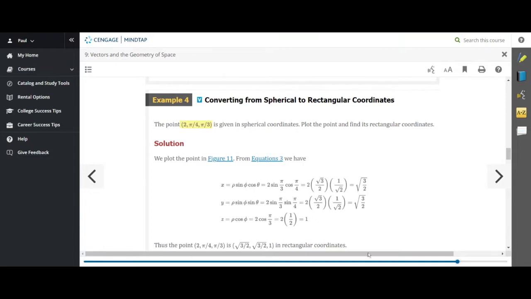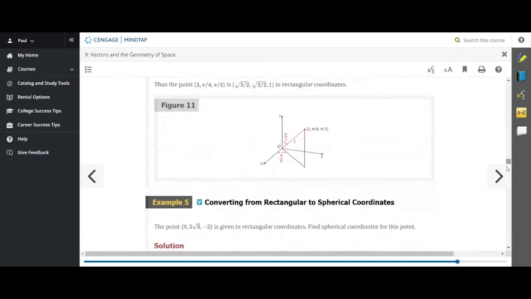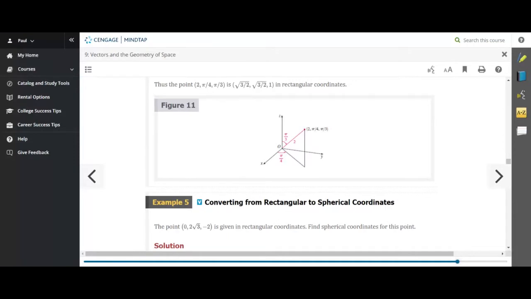Well, let's see. Figure 11. There it is. So theta is 45 degrees. Pi over 3 is 60 degrees for phi, and then you move out. So phi is measured from the positive z-axis. And by the way, phi is always between 0 and 180 degrees. Theta can go from 0 to 360 degrees, but phi is always from 0 to 180 degrees.